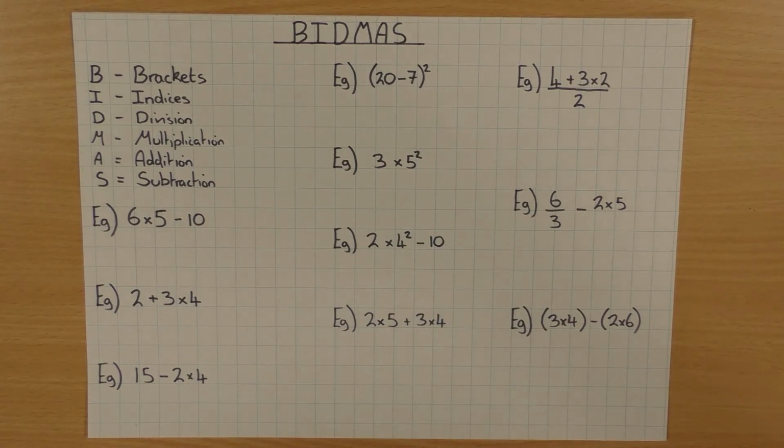Whenever you've got a big sum with different things going on, you need to remember Bidmas, because if you just move from reading left to right, you will get the answer wrong, which is very, very common in exams. So let's have a go at some examples to illustrate the point.